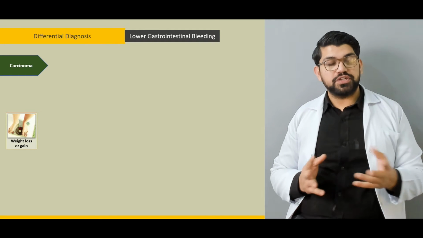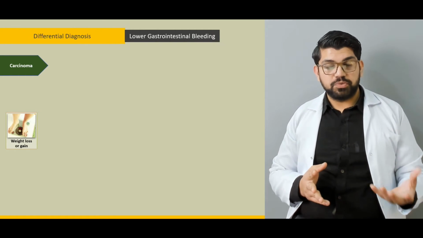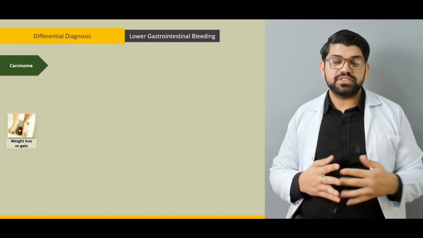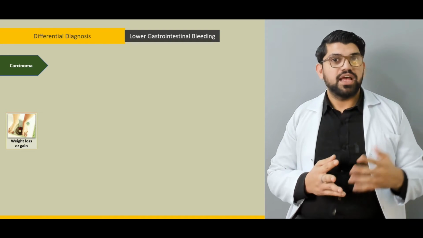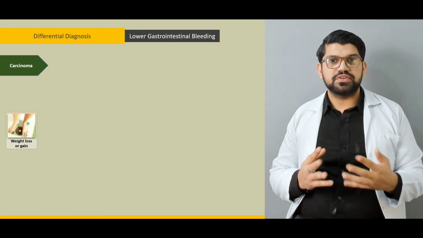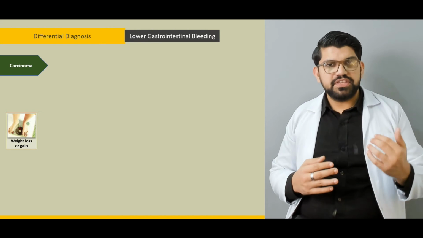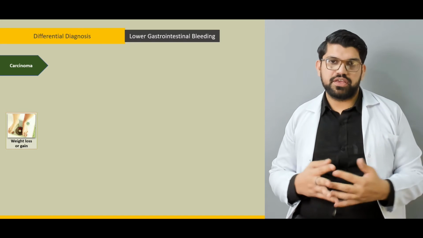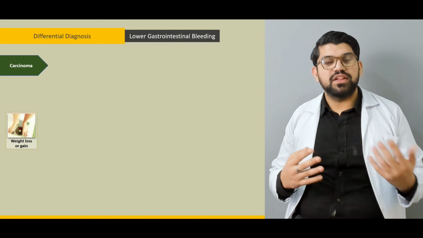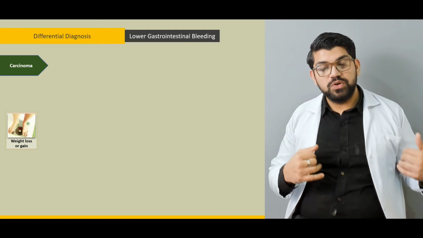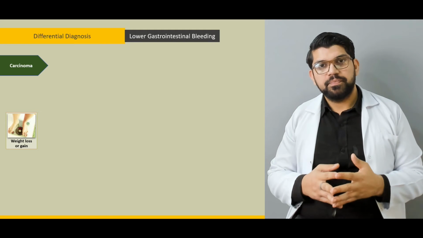Carcinomas in patients with lower GI bleed, for example, small intestine, large intestine carcinomas, right colonic carcinomas, left colonic carcinomas, appendiceal carcinomas, and other carcinomas like bladder carcinoma, can present with different symptoms. But these patients tend to have a chronic history. The patient presents with weight loss or weight gain. At times, the patient loses weight over a period of time.